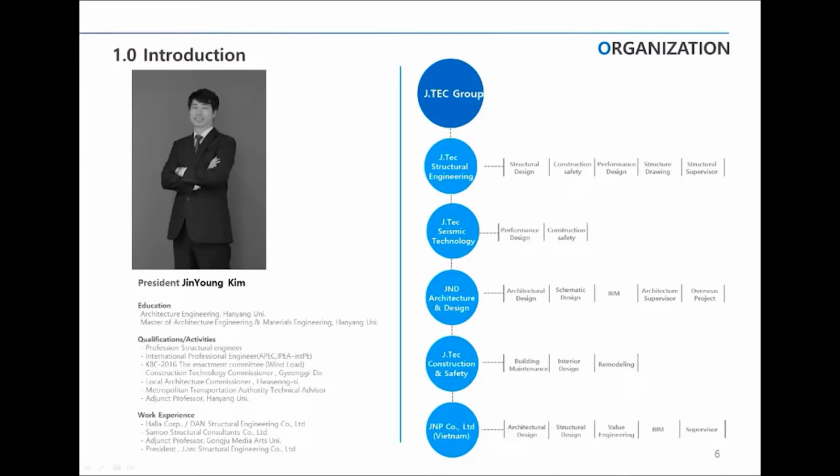First is JTech Structural Engineering, which is a company based on structural technology. Second is the JTech Seismic Technology, which is specialized in performance-based design with specialized technology in structural field. J&D Architects Office is responsible of architectural design in Korea and Vietnam. JTech Construction Safety is construction company with facility maintenance business license. Lastly, JMP Company Limited executes same duties with the 4 companies in Seoul.